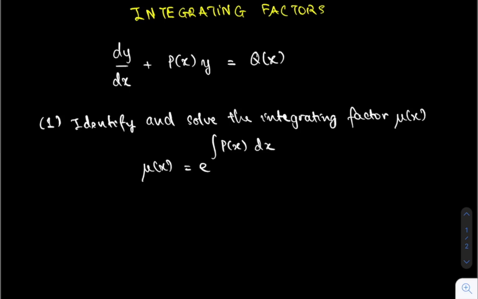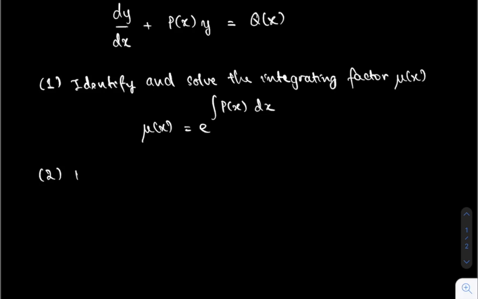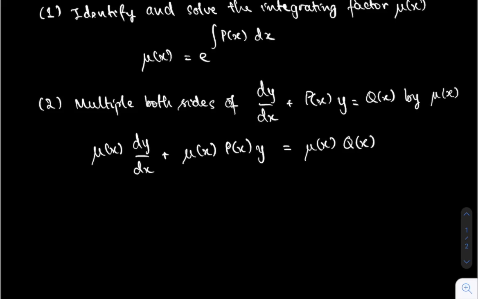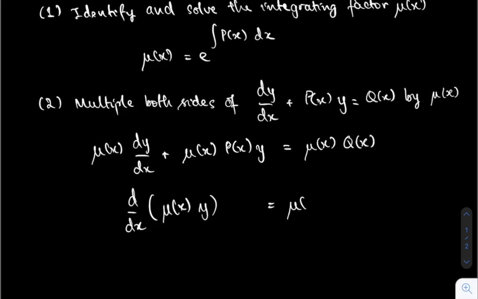After you solve for the integrating factor mu of x, you multiply both sides of the equation by the integrating factor. That is, mu of x times dy/dx plus mu of x times p of x times y equals mu of x times q of x. If you look at the left-hand side more closely, you will be able to identify that this is derived from the product rule of d/dx of mu of x times y, and the right-hand side stays the same, mu of x times q of x.